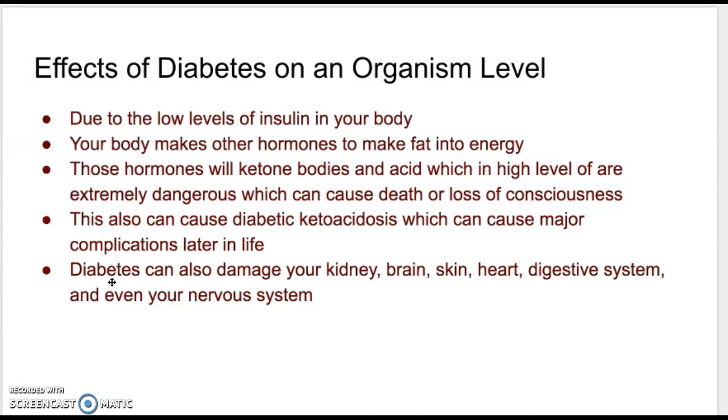Examples of this are ketone bodies and acid, which are extremely dangerous in high levels. These hormones can cause loss of consciousness or even death. This also can cause a complication called diabetic ketoacidosis. Diabetes can also cause damage to your kidney, brain, skin, heart, digestive system, and even your nervous system.